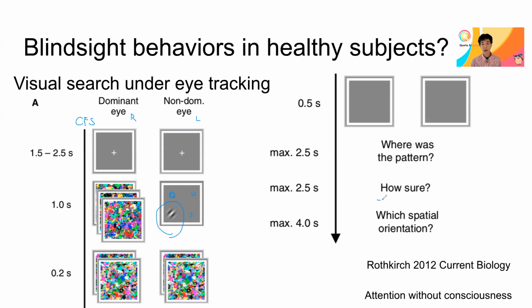Then, how sure are you? So they also ask about confidence, metacognition. And then which spatial orientation, meaning whether the Gabor patch was tilted to the right or left. This is to make sure whether there was any hint of visibility of the stimulus. And all of this is done while the subjects' eye movements were monitored very carefully. That's quite an important point.